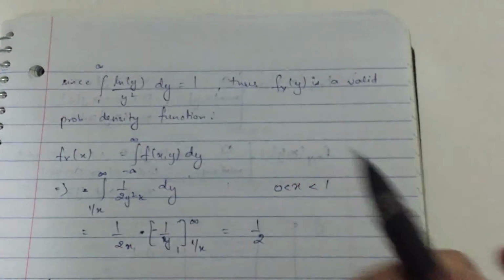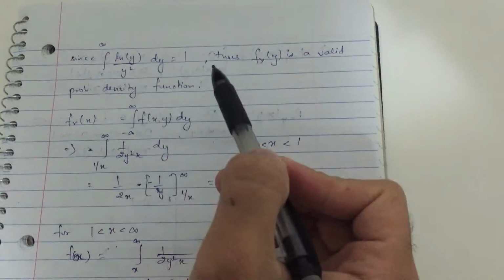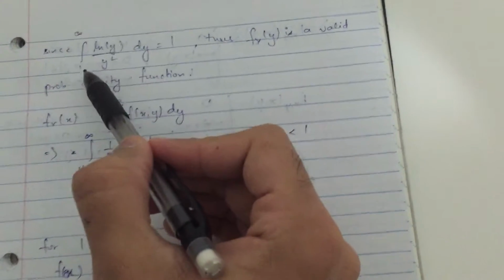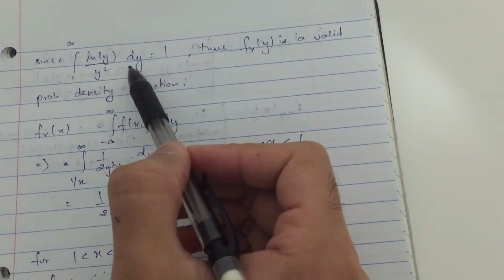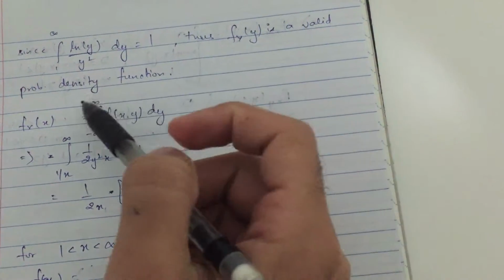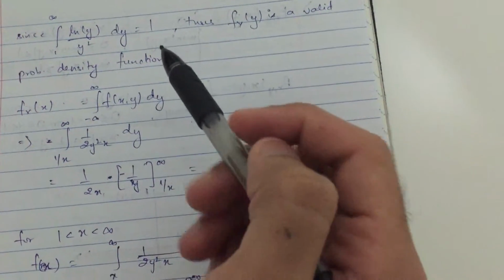Now similarly we solve it for f_X, but first we have to prove that f_Y is a valid probability density function. So when we integrate this ln y by y square into dy from 1 to infinity, we get the value as 1. So this proves that this is a valid probability density function.